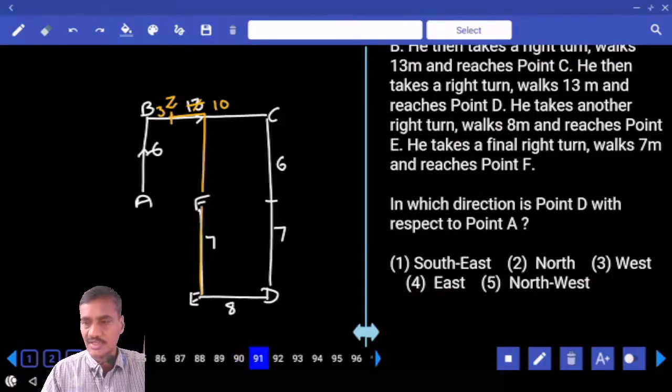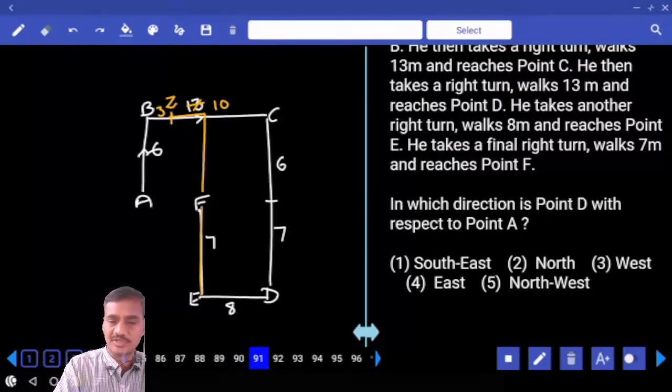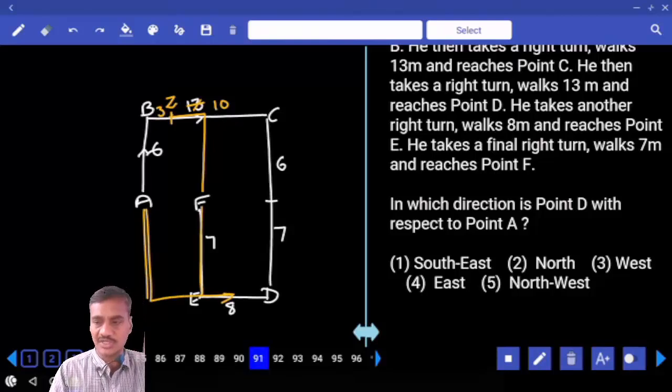And 91, in which direction is D with respect to A? Now D with respect to A, from A in order to reach D, first I need to move towards south, then towards east, south and east to southeast, choice 1, 91.